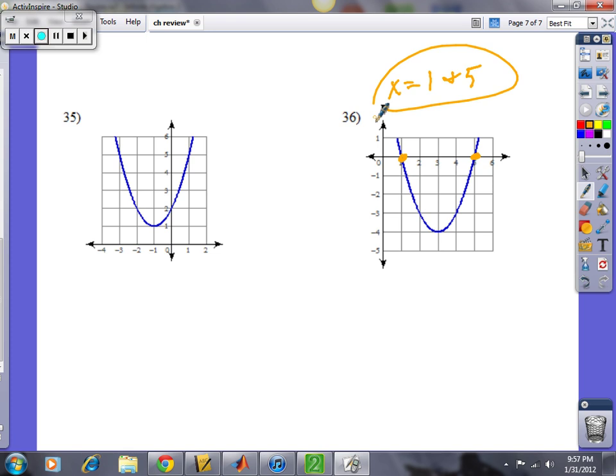Now number 35 is tricky because it never touches the x-axis. So if it never touches the x-axis, I know my answers are complex. And let's call that good. That's all we're going to do. Complex means they are imaginary numbers. So the answers to this quadratic equation on 35 are two imaginary numbers.